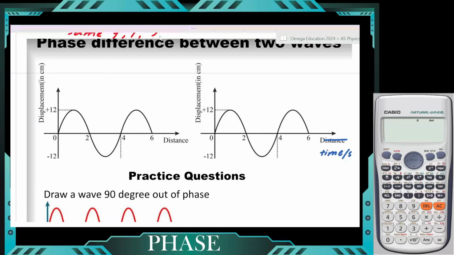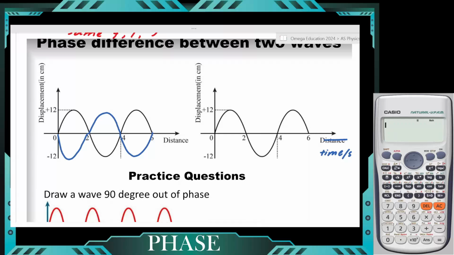I'm going to draw the second wave on this one, and the second wave is given something like this. And then they ask you the question, find the phase difference between two waves, between the black wave and the blue wave, from the displacement-distance graph first. So how do you find the phase difference between two waves?